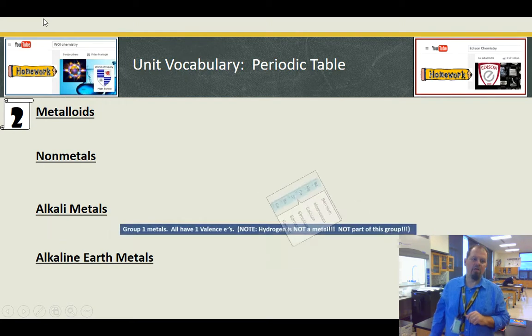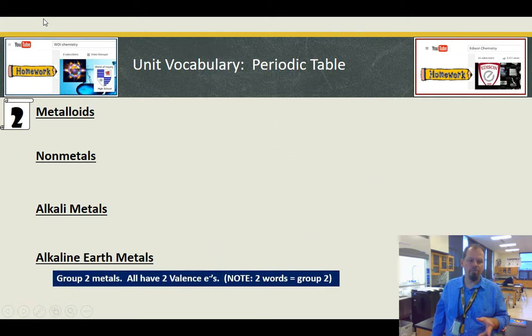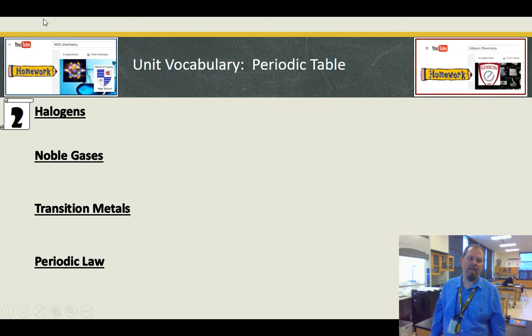Okay. Alkaline earth, 2 words, group 2. You're gonna hear me say that a lot. Group 2 metals, they have 2 valence electrons. Nope, 2 words, group 2. Okay, alkaline earth. Moving on, halogens.